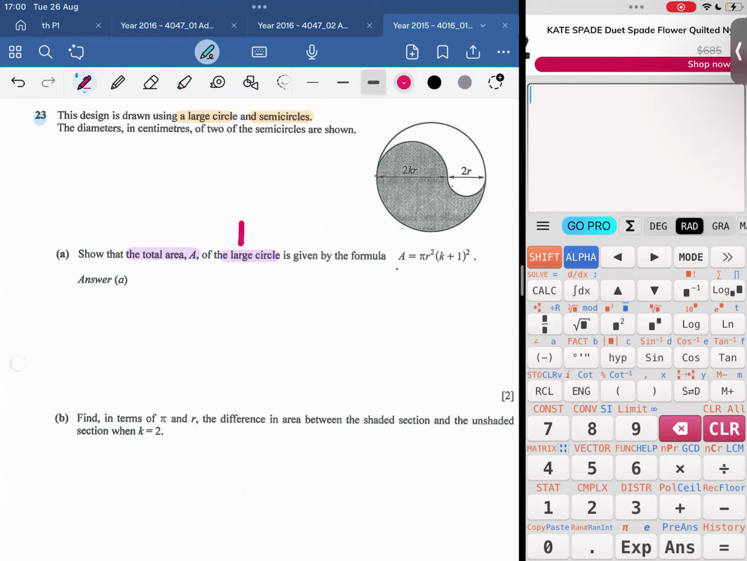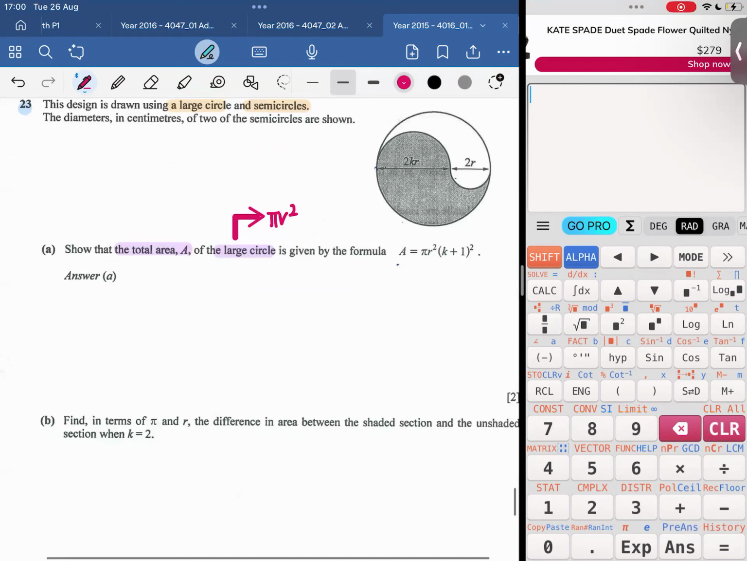We're going to start by understanding that to find the area of the large circle, the formula is always pi r squared, correct? Simple. But the thing here is I cannot really see the radius, but I can find the diameter of the large circle. So my diameter is 2kr plus 2r, so then my radius is kr plus r.